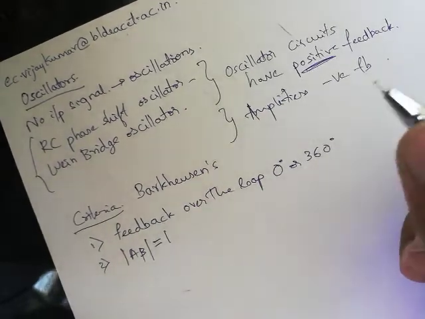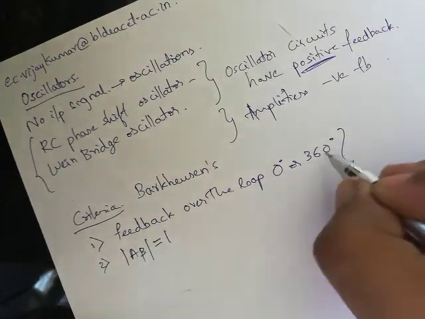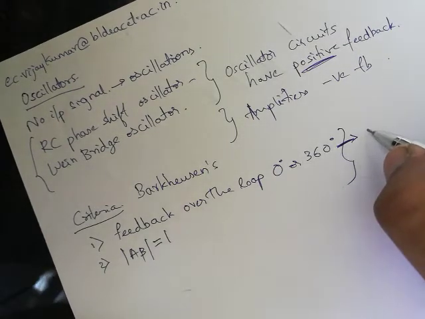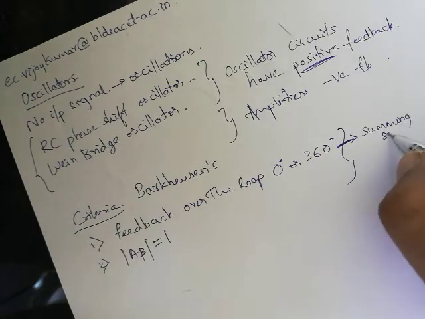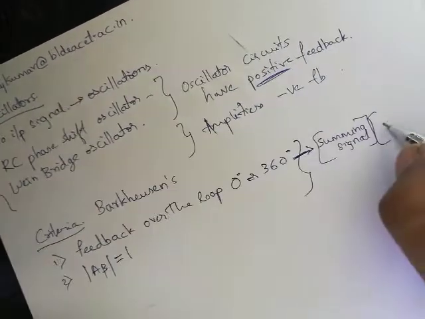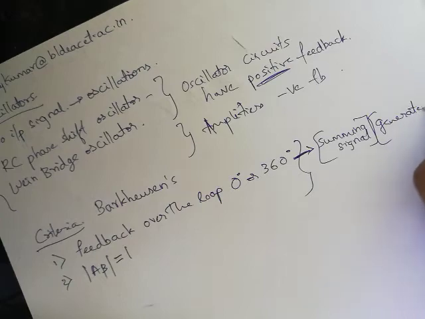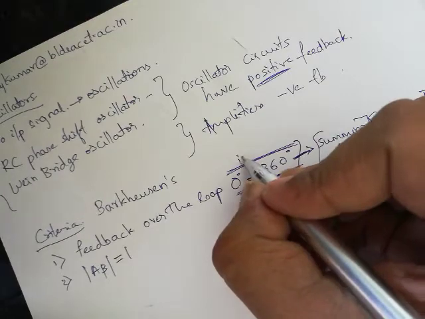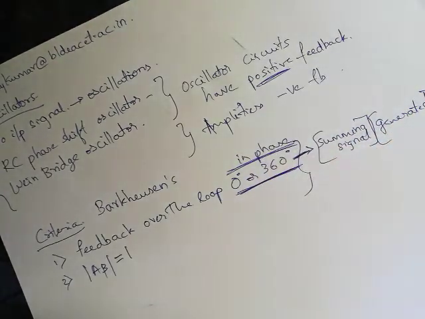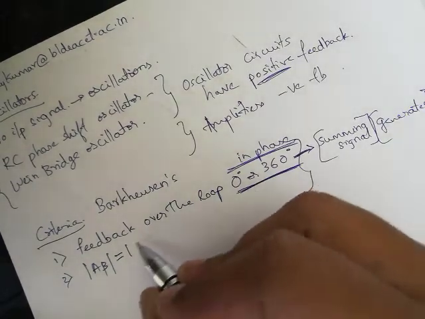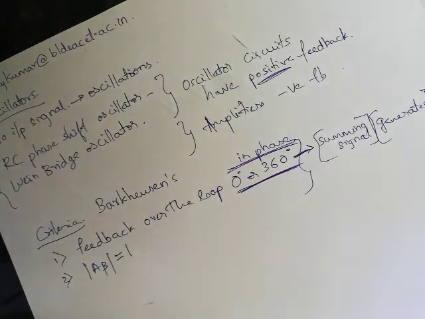So what this implies is that our signals should get generated. If our signals are out of phase, the wave will diminish and become 0. If they are in phase, they add up. So our feedback over the loop should be 0 or 360.